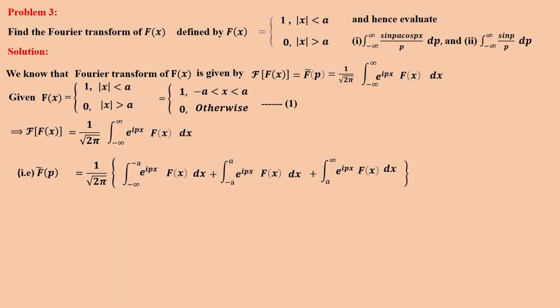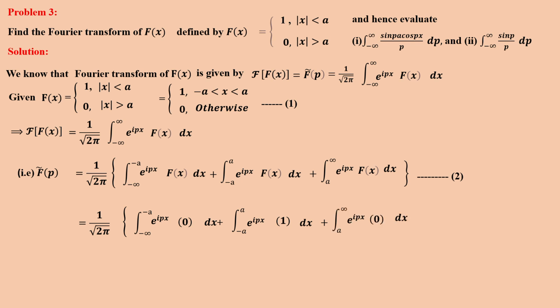Now we are going to substitute the value of f of x in the particular intervals. In the first interval, minus infinity to minus a, f of x has value 0. In the second interval, minus a to plus a, f of x has value 1. In the last interval, a to infinity, f of x is again 0. Substituting, we get 1 by root 2 pi, integral e power i px into 0 dx, plus integral from minus a to plus a of e power i px into 1 dx, plus integral from a to infinity of e power i px into 0 dx. So the first and third integrals become 0, because 0 into something is 0.